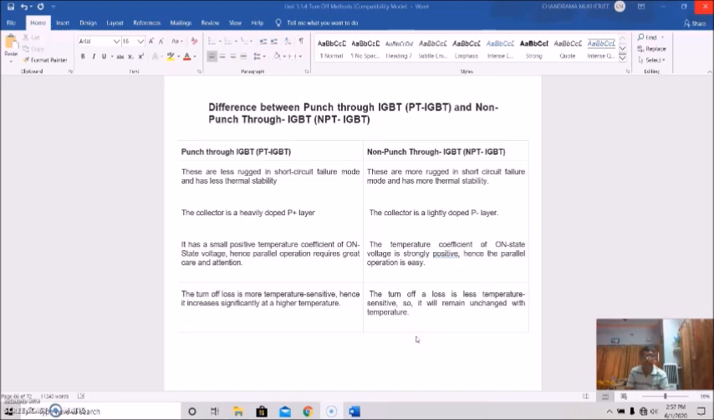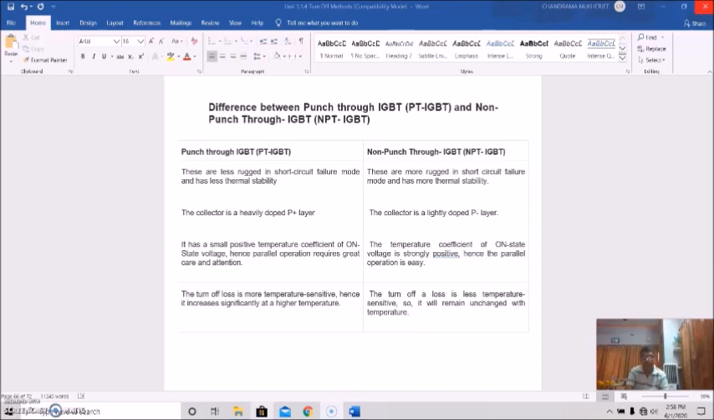Punch through IGBTs are less rugged in short circuit failure mode and have less thermal stability, whereas non-punch through IGBTs are more rugged in short circuit failure mode and have more thermal stability. In punch through, the collector is a heavily doped P positive layer, and in non-punch through the collector is a lightly doped P negative layer. In punch through IGBT, there is a small positive temperature coefficient of constant voltage, hence parallel operation requires great care and attention. This is very important.